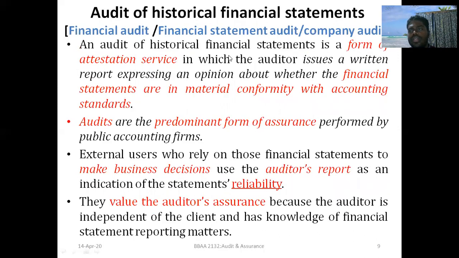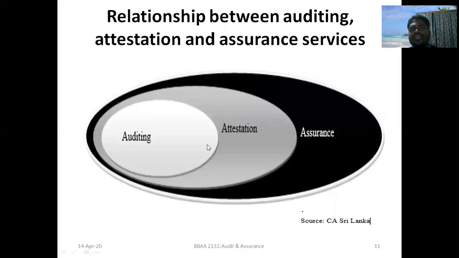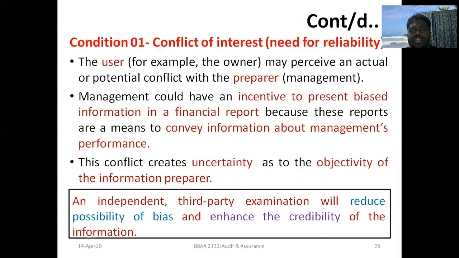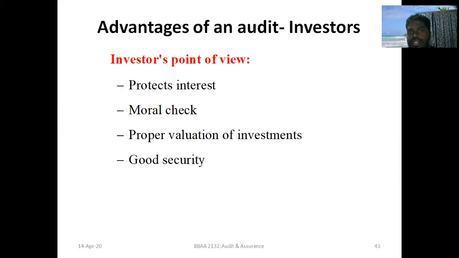So then you can say the audit. Under the audit, just one point is enough. Audit of historical financial statements is a form of attestation service in which the auditor issues a written report expressing an opinion about whether the financial statements are in material conformity with the accounting standards. That's all. Then finally, you can draw this diagram. That's a perfect answer. You can easily score full marks, 12 or 15 or 20 or 25. So this is the way of writing the answer for this kind of structured or essay type question.